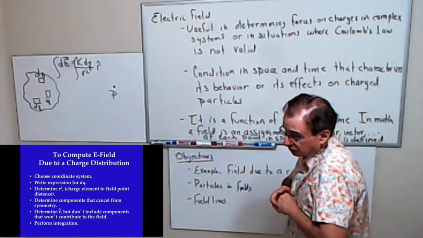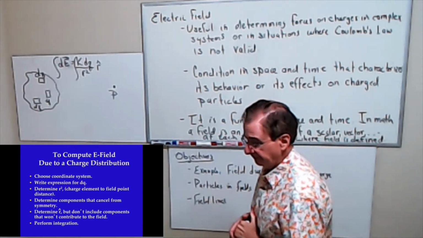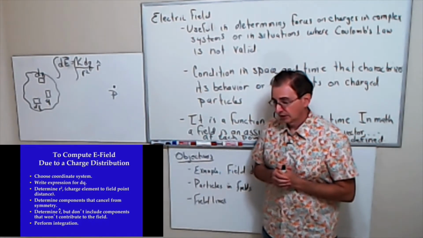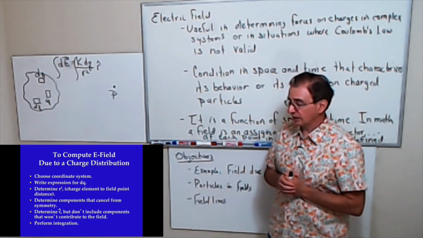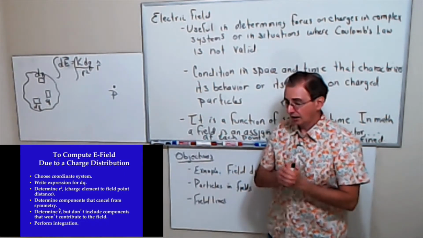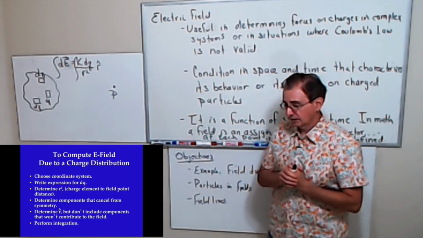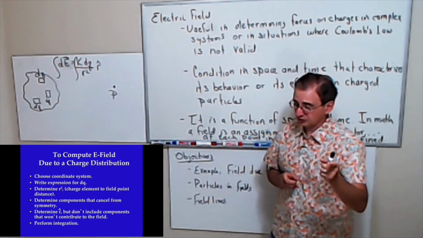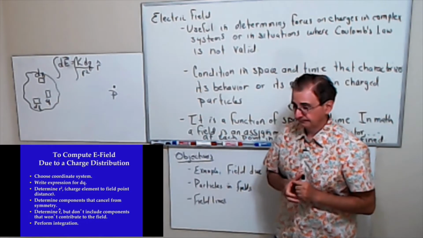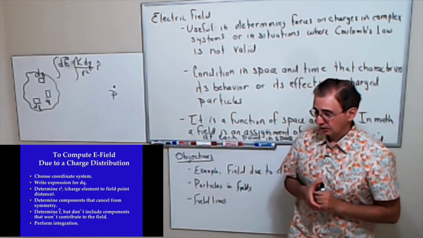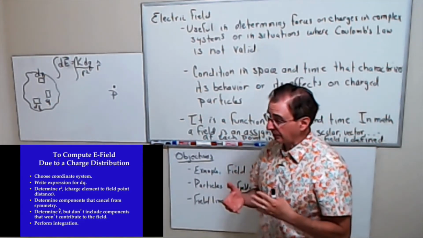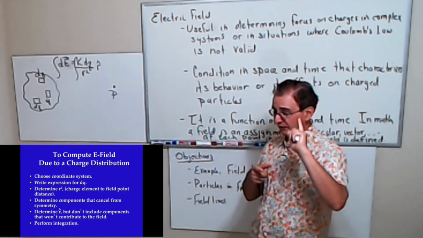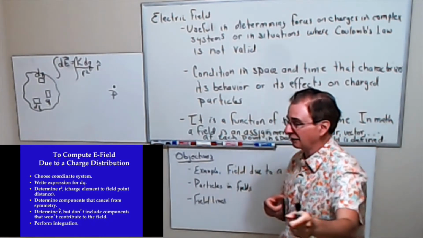So the first thing you want to do is choose a coordinate system, then write an equation for dq. Determine r squared. Now r squared is the square of the magnitude of the vector that's directed from the source of the field to the point at which you're calculating the field. You want to determine r hat, and again, r hat is the unit vector that goes from the source of the field to the point at which you're calculating the field.